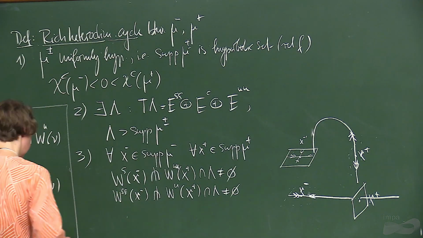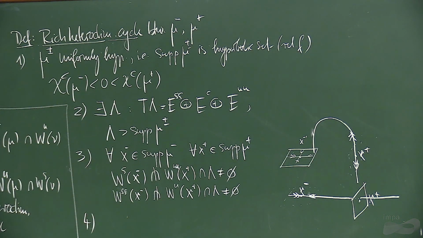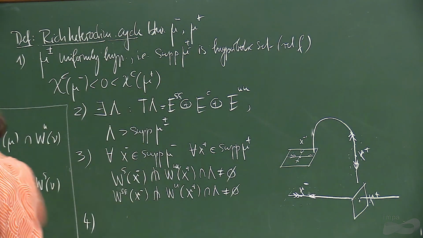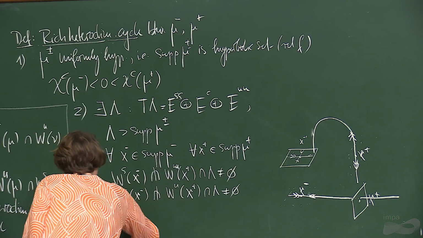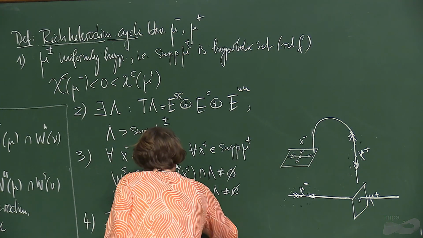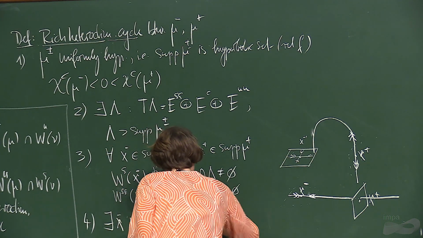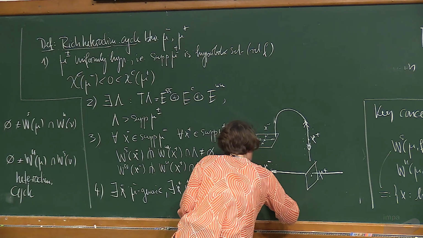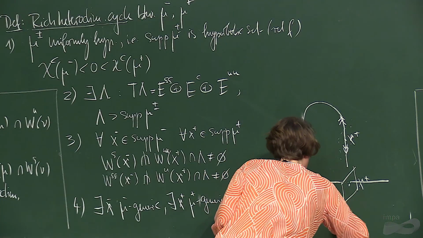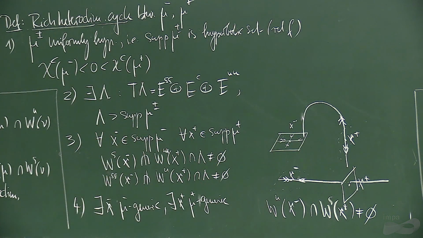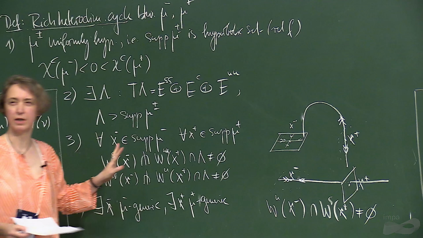Okay, and the fourth property was already in the case of the cycle, this non-trivial intersection, which is just that there is some mu minus generic point x and some mu plus generic point such that the unstable manifold of x minus intersects the stable manifold of x plus. And here, these are simultaneously the strong unstable and strong stable manifolds respectively. Okay, so this is the definition of the rich cycle.